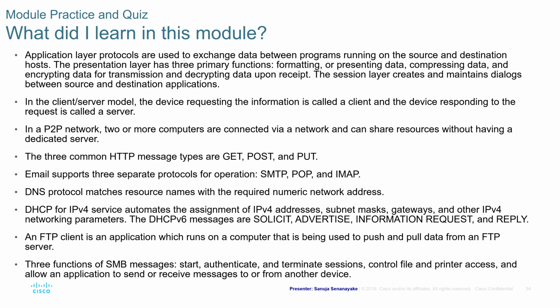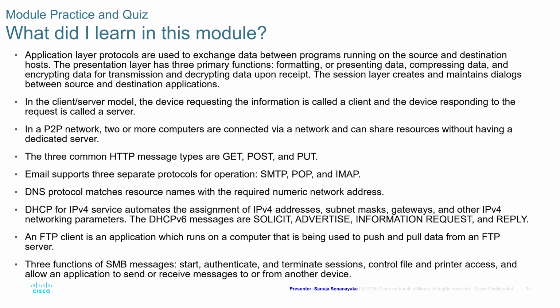DNS protocol matches resource names with the required numeric network address. And remember why we need DNS: for humans, it is easy to remember sanuja.com or cisco.com as opposed to remembering an IP address for sanuja.com. And that is the primary reason why we have DNS.